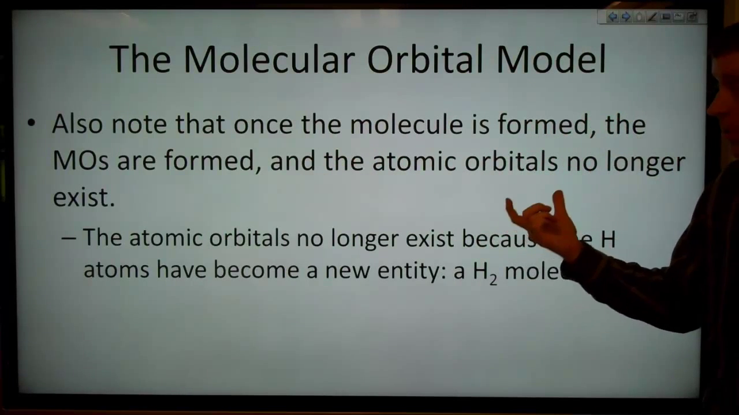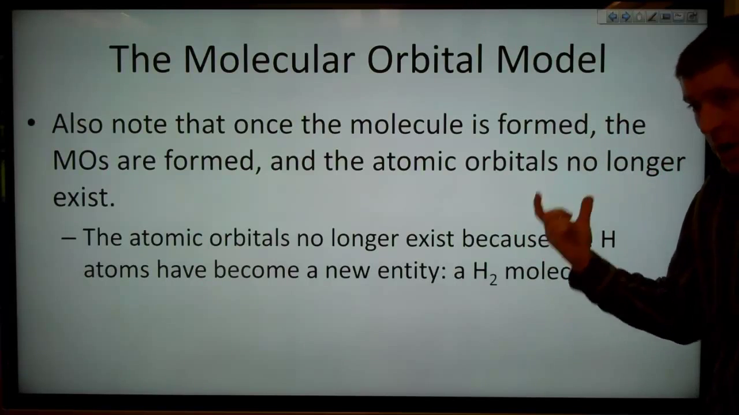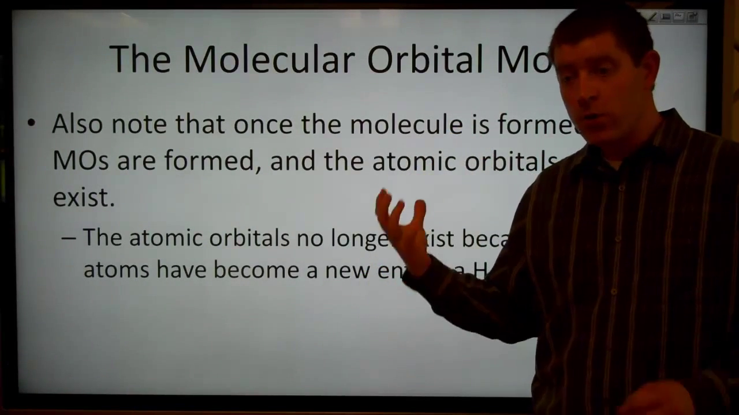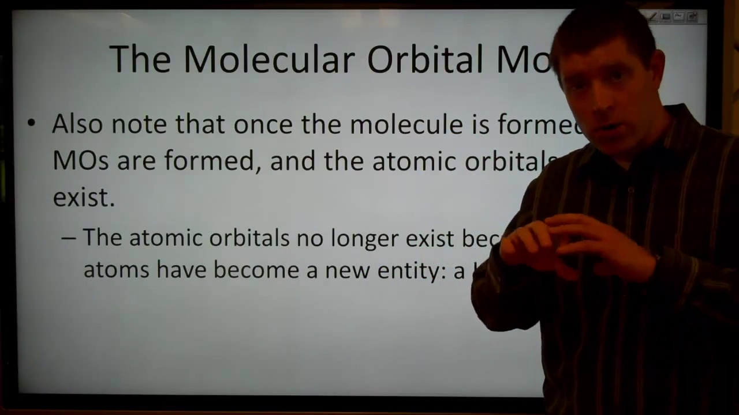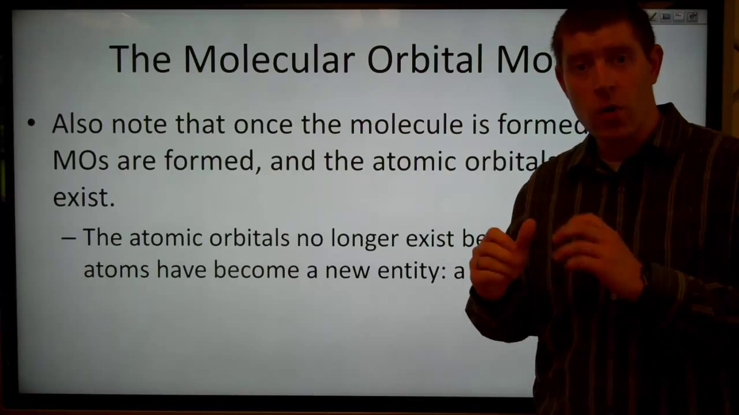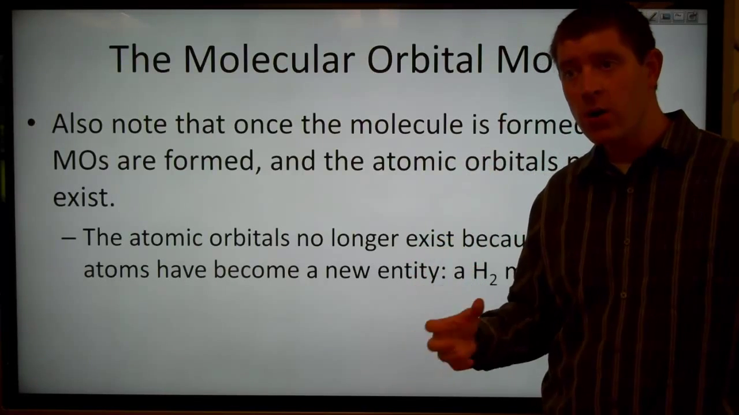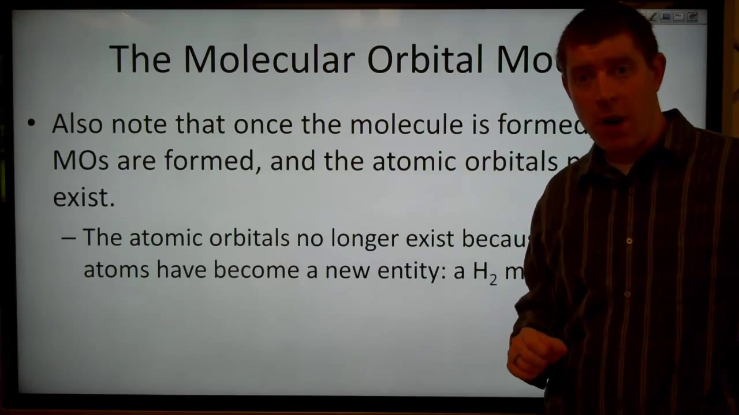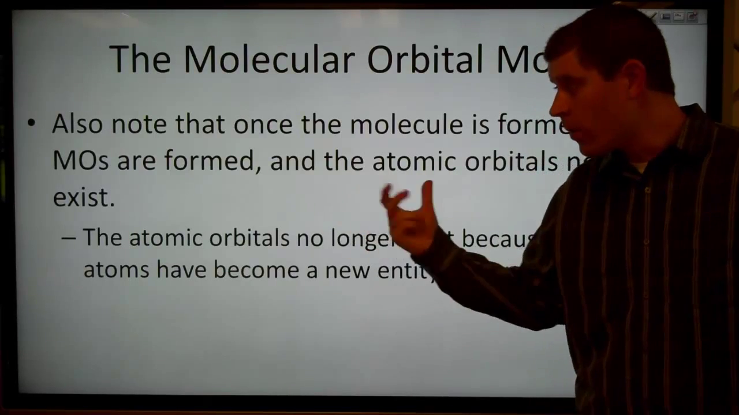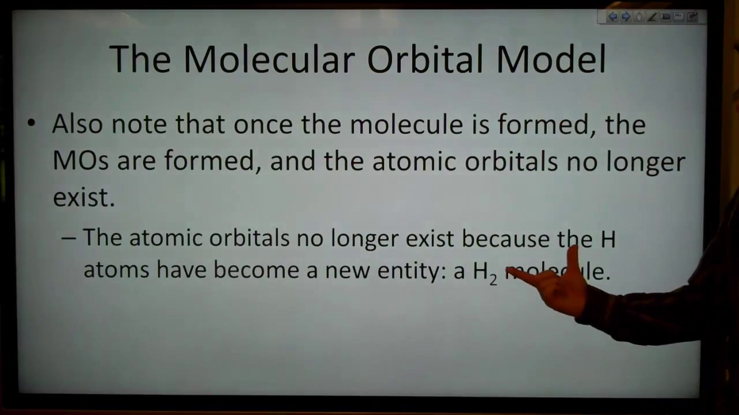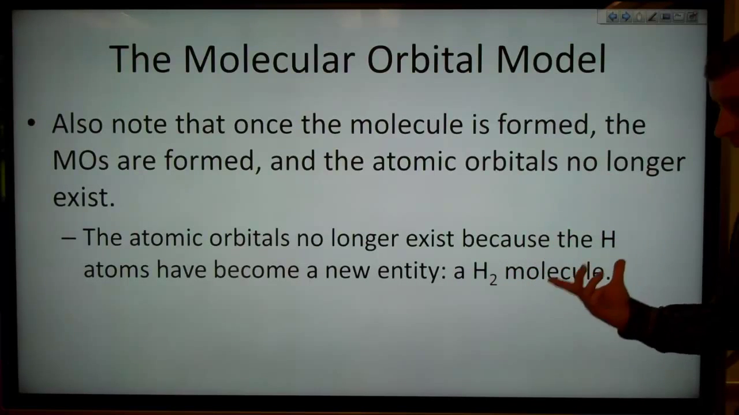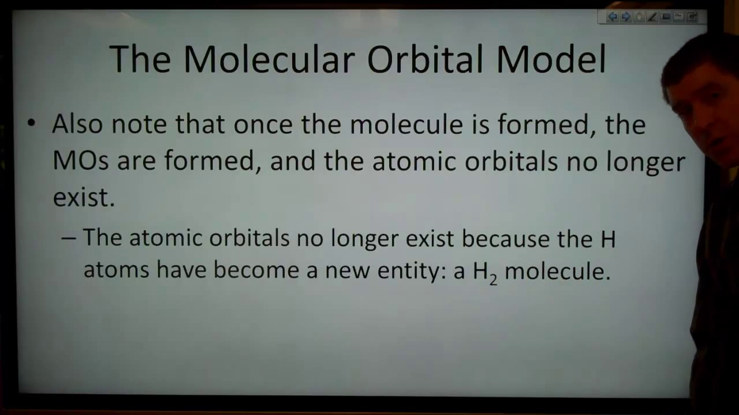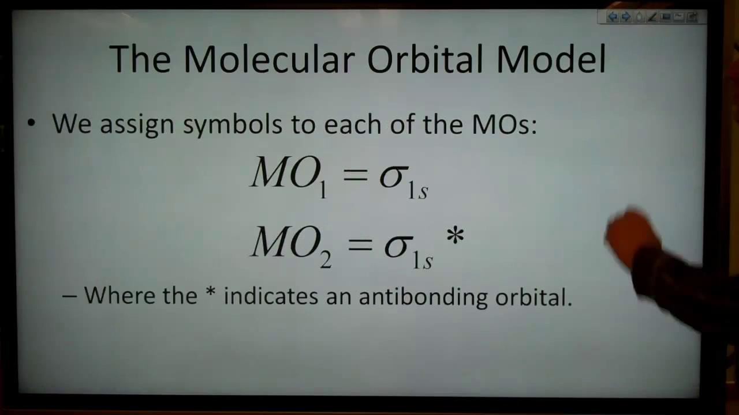Also note that once the molecule is formed, the molecular orbitals are formed and the atomic orbitals no longer exist. We're using up those atomic orbitals to form the two molecular orbitals. Those two atomic orbitals are destroyed. They're mixed together to form something else. So this is something like hybridization, only now not hybridization within one atom. It's hybridization over multiple atoms within the molecule, combining together multiple orbitals to form the molecular orbital. So the atomic orbitals no longer exist because the hydrogen atoms have become a new entity. They now are a hydrogen molecule, not just two hydrogen atoms separated.